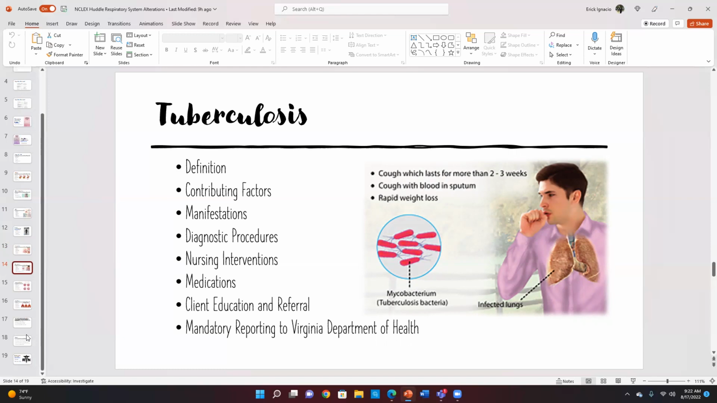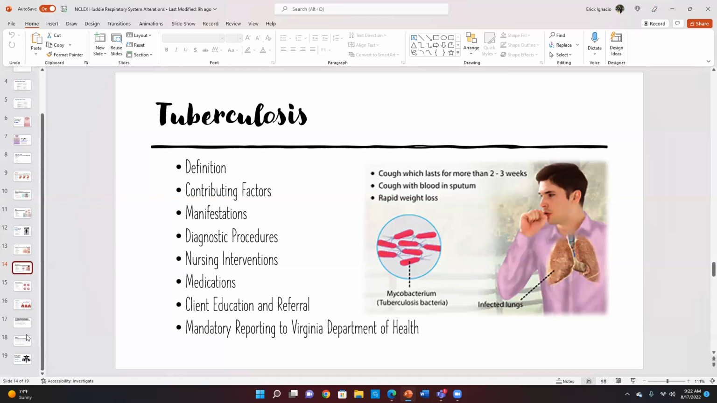So what are the manifestations of tuberculosis? Well, cough, hemoptysis, right? So bloody sputum, positive sputum culture for acid-fast bacillus, low-grade fever with night sweats, anorexia, weight loss. The patient may also manifest with malaise and fatigue.